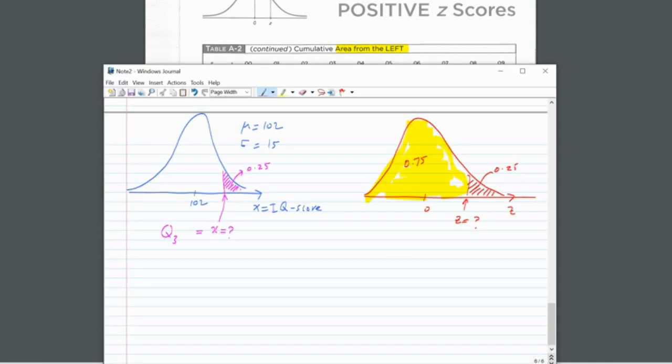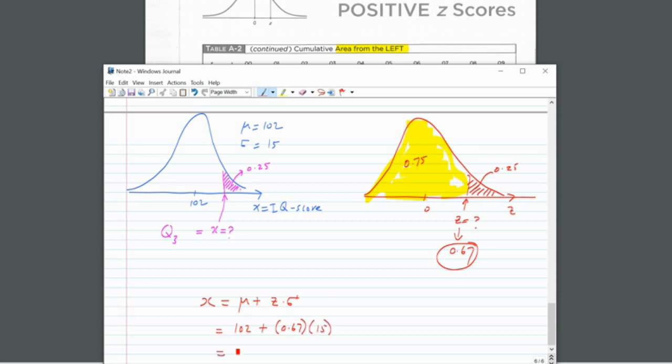So the z value is 0.67. Now we have to convert this 0.67 to x. How do we do this? We have a formula, x equals mu plus z times sigma. For this example, mu is 102, plus z is 0.67 times sigma is 15.